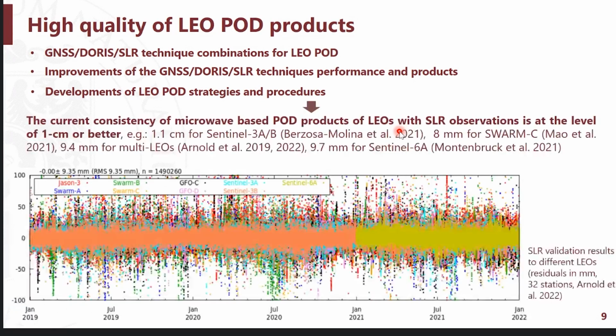All of the above improve consistency between SLR products and POD products, which is currently at the level of less than 2 or even 1 centimeter or better. The figure shows an example of SLR validation results from 32 stations and 9 satellites, which shows the consistency between POD and SLR measurements at the level of less than 1 centimeter.